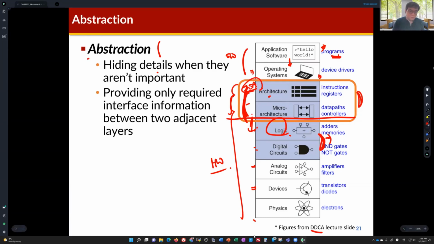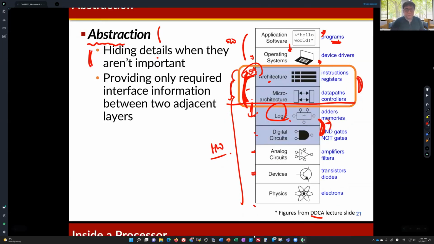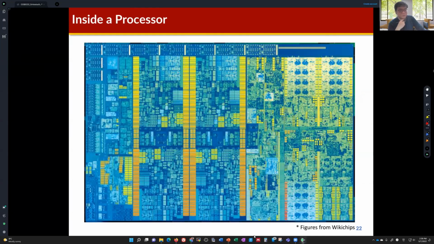Also, abstraction is a very important concept in computer systems. So please remember the definition of abstraction. Then how can you understand the architecture or processor architecture? This slide shows the die photo of an Intel i7 processor. So how can you understand the architecture or structure of Intel i7?